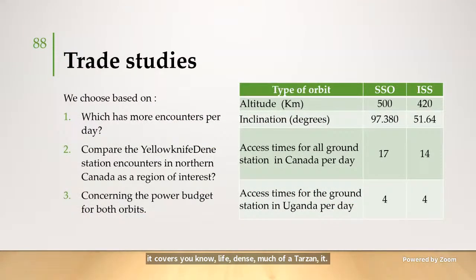The third one is concerning the power budget for both orbits. Concerning the power budget, we created the power budget for a 17 event orbit, and its duty cycle was about 9%. And since we gave a high margin in the power budget, both orbits are available for our power budget. We deduce from these three comparisons that SSO orbit is better than ISS orbit. Sun-synchronous orbit is better than International Space Station orbit for our mission. It's suitable for our mission.